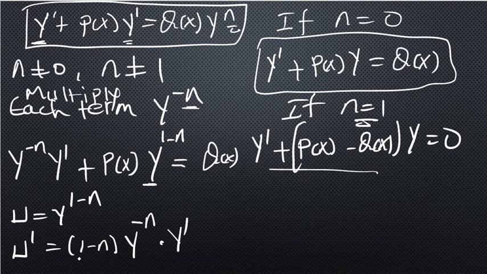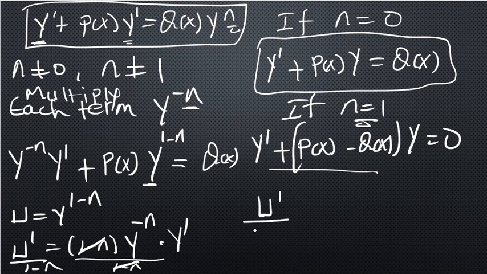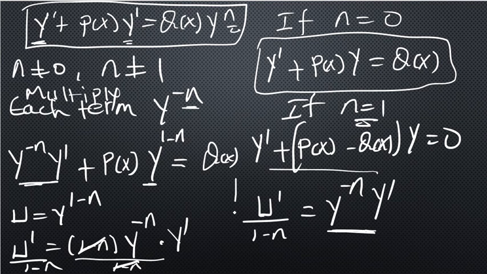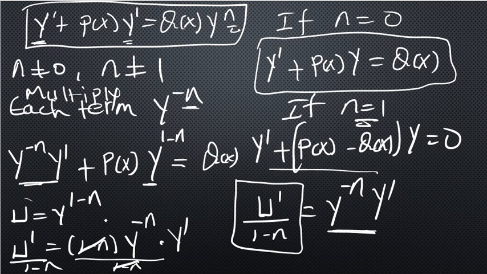Therefore, we can divide both sides by 1 minus n. Then this is cancelled out, and u derivative over 1 minus n is going to be y to the power of negative n times y derivative. So the first term we have here will be substituted by u derivative over 1 minus n, and the second one, y to the power of 1 minus n, will be substituted by u. Everything will be smooth and can be changed to a linear first order differential equation. So let us see.